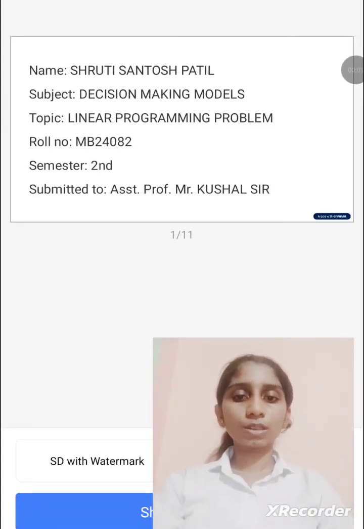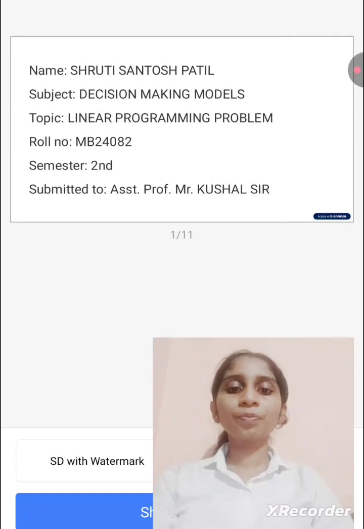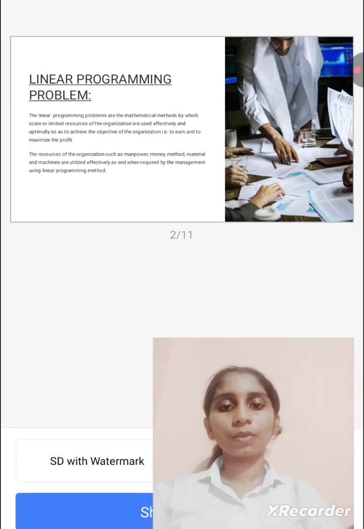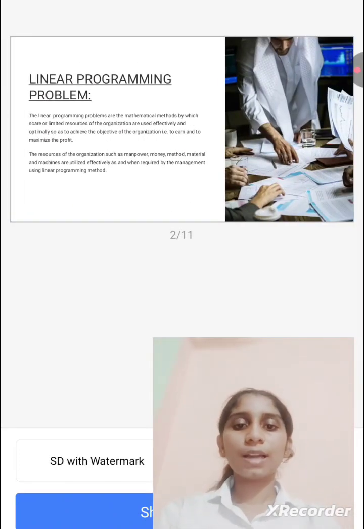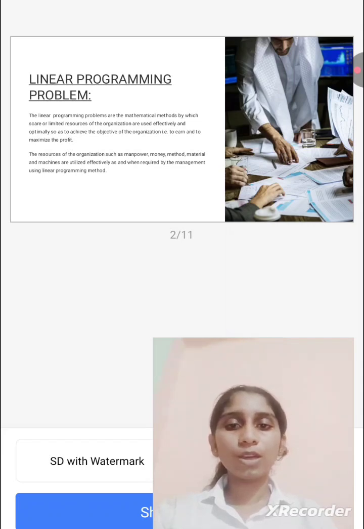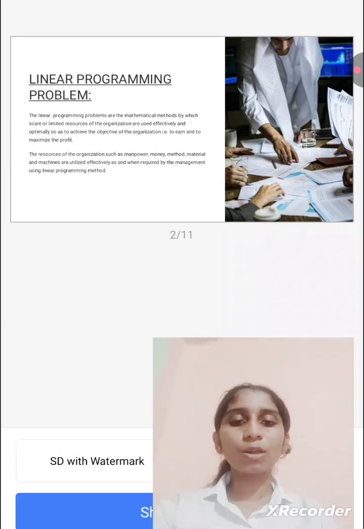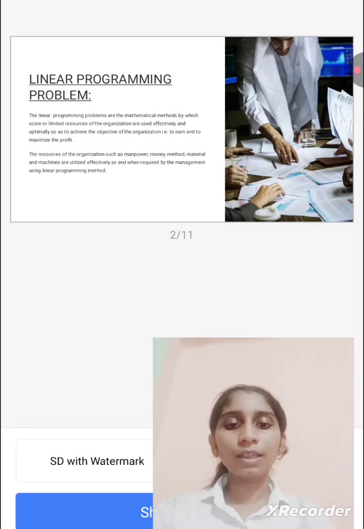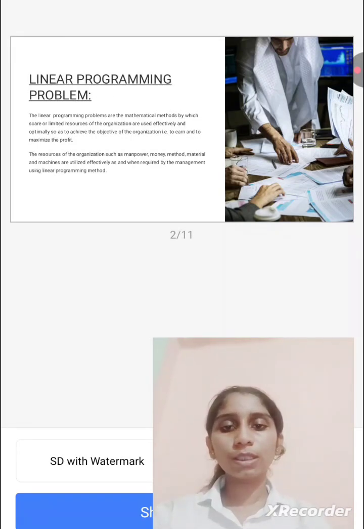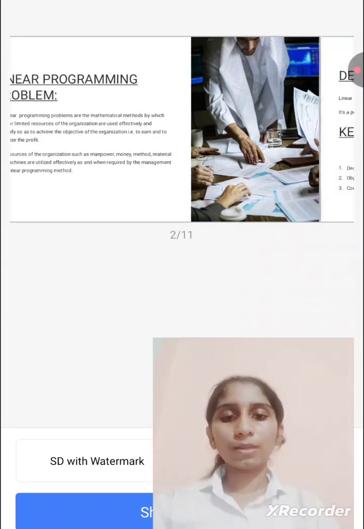Today we are going to discuss linear programming problem in decision making models. Linear programming problems are the mathematical methods by which scarce or limited resources of the organizations are used effectively to achieve the objective of the organization, means to earn and to maximize the profit. The resources of the organization such as manpower, money, method, material and machines are utilized effectively and when they are required by the management using linear programming method.